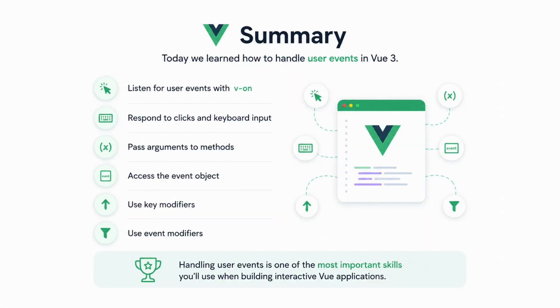In this episode, we learned how to listen for user events with v-on, respond to clicks and keyboard input, pass arguments to methods, access the event object, and use key and event modifiers. Event handling is essential because it allows users to interact with our applications and trigger changes to reactive state.